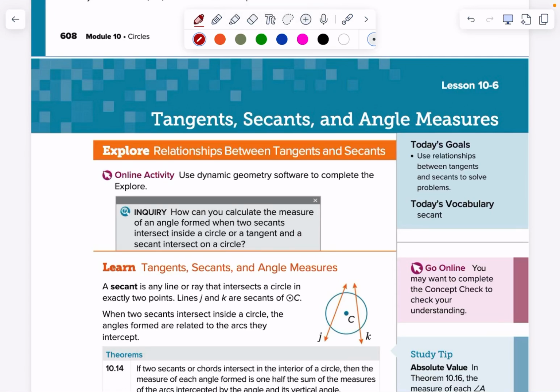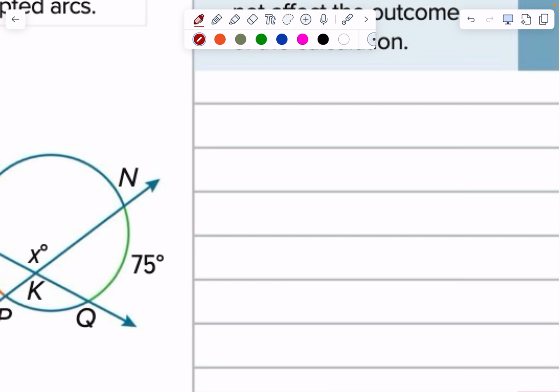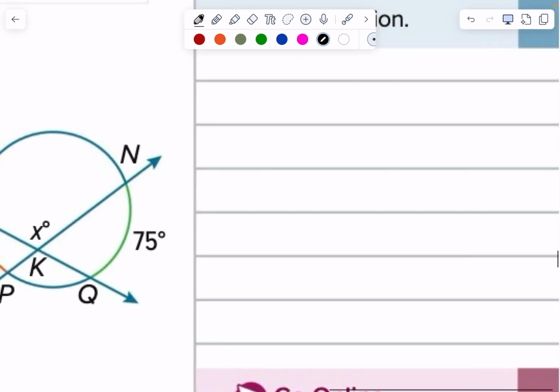Okay, folks, 10-6. Tangent, secants, angle measures. Here we go. I'm going to review. Go to this little box and put some stuff down in this corner. Okay, are you guys all where I am? Down over here in this corner where there's some little lines, I'm going to draw some review stuff. So here we go. Put a circle.